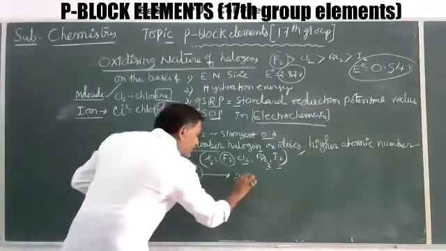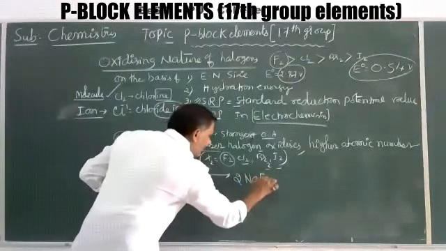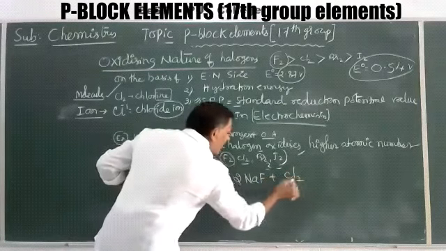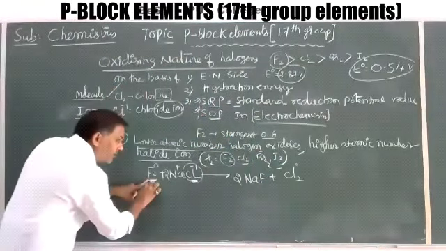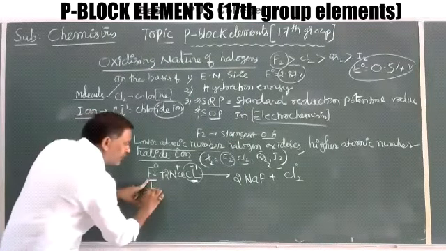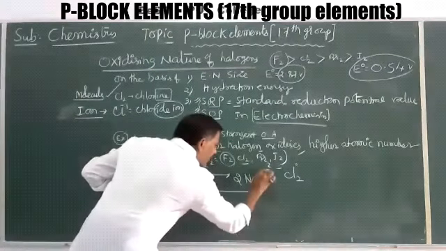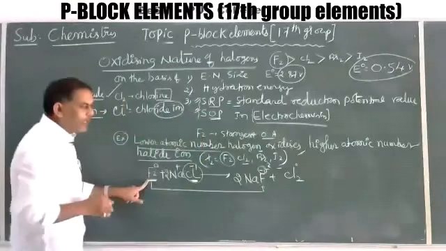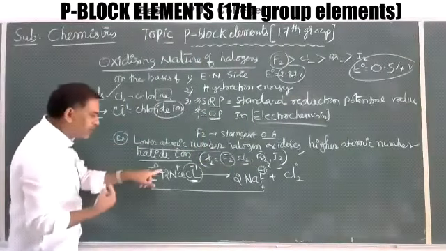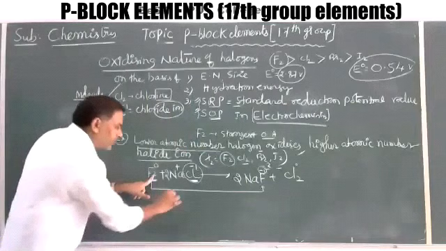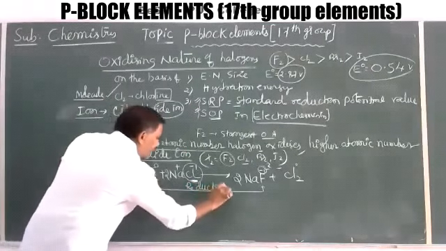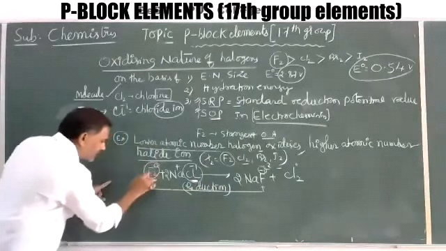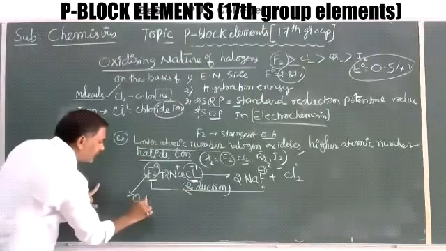Then it gives 2 NaF, sodium fluoride, plus Cl2 is formed. Here it is 0. See here, fluorine molecule is 0, and here -1 is there. What happens? Addition of electrons takes place. Addition of electron is nothing but reduction. In the reduction process, the participating molecule acts as an oxidizing agent.